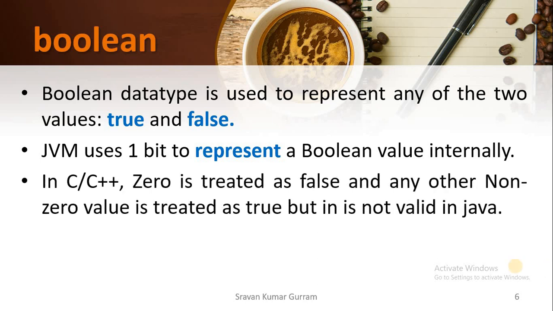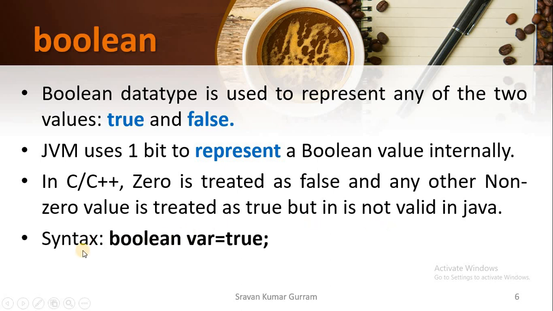In C, C++, 0 is treated as false and any other non-zero value is treated as true. But it is invalid in Java. This is a very important point. See the syntax. Boolean is a data type, the variable name is var, then assignment. You can assign either true or false.